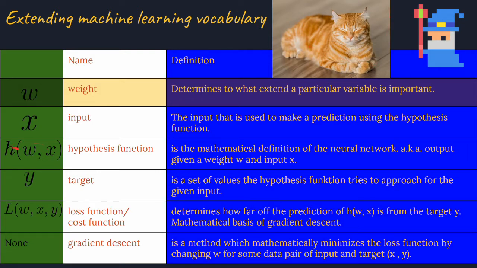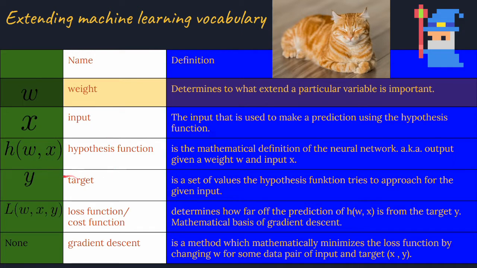And then the hypothesis function is the mathematical definition of the neural network, aka the output for a given weight W and input X. So if you have an input, for example this image being X, and then you have some W that you've learned, then the hypothesis function is the one that predicts whether or not this is a cat.